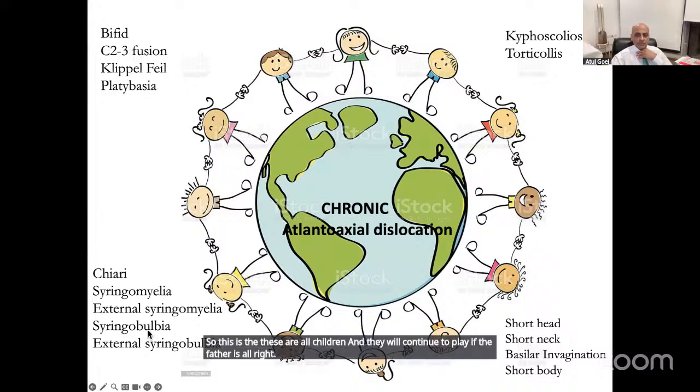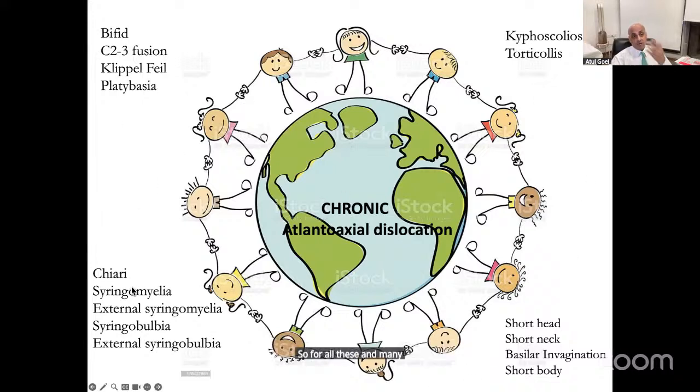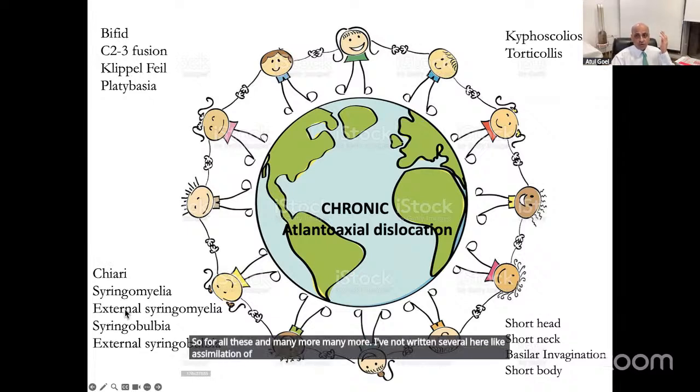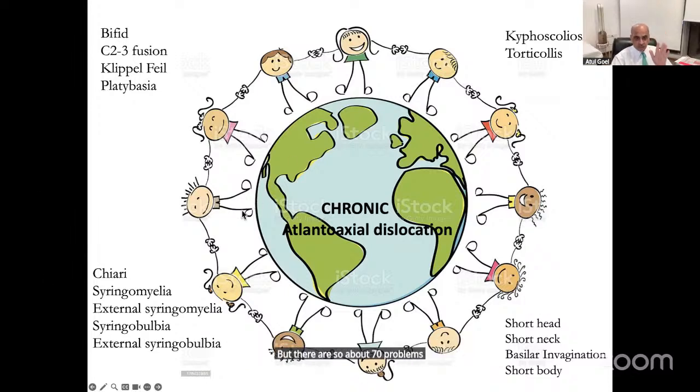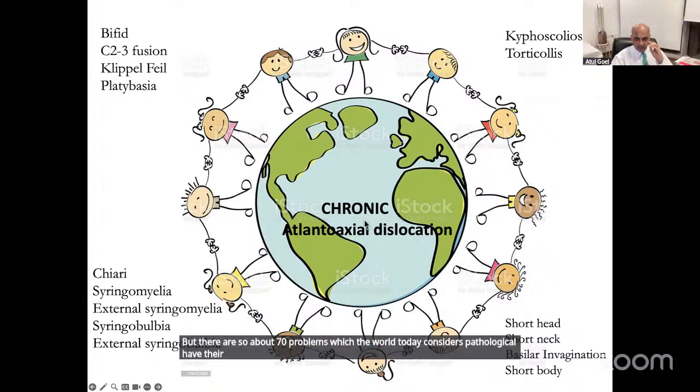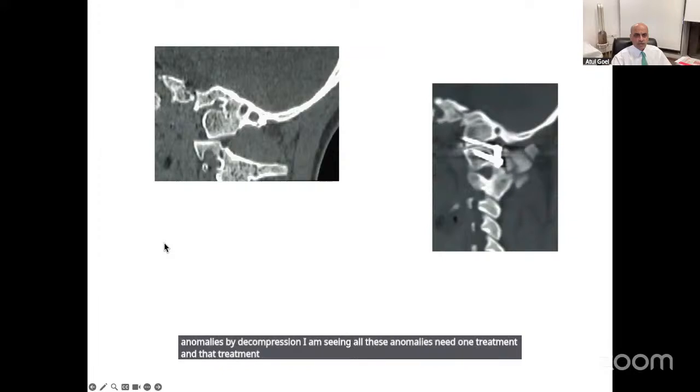So for all these and many more, I have not written several here, like assimilation of atlas, bifid, short neck, short head, torticollis, clipal file abnormalities are not mentioned here too many, but there are also about 70 problems which the world today considers pathological have their genesis in atlantoaxial instability. The whole world treats all these anomalies by decompression. I am saying all these anomalies need one treatment, and that treatment is atlantoaxial stabilization.